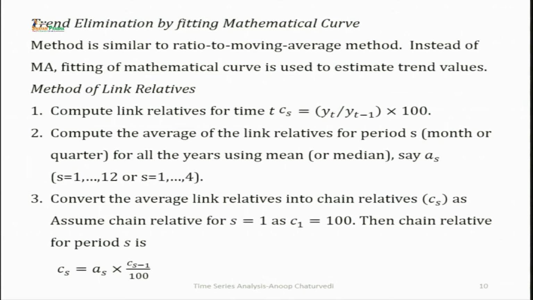Then we convert the average link relatives into chain relatives, CS. So, first we assume that the chain relative for S equal to 1, that is C1 is 100, and then chain relative for the period S is CS equal to AS times CS minus 1 upon 100. So, once you assume that C1 is 100, then you can compute CS for all other values of S.